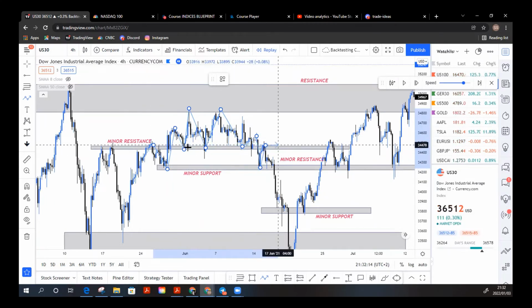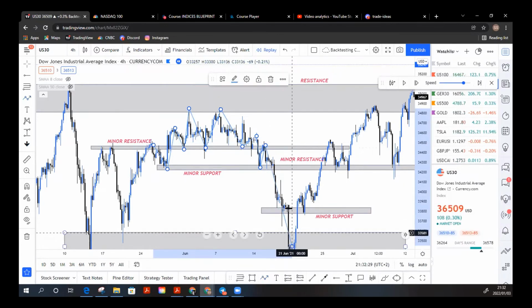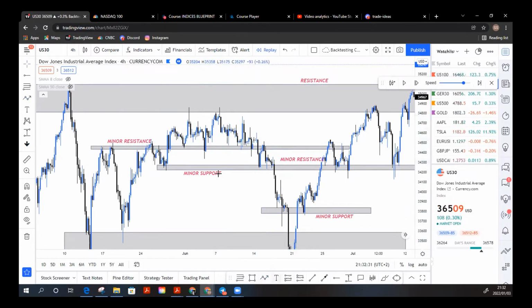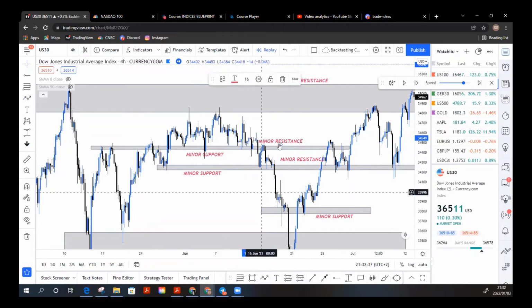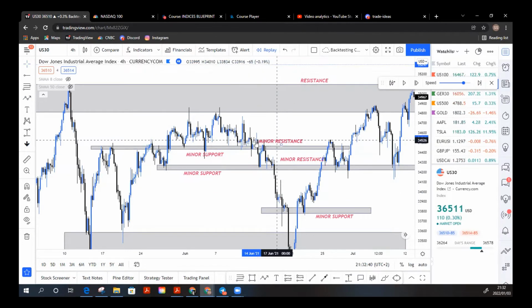So although this area here was support, remember when a support is broken, it now becomes a resistance. Vice versa, when a resistance is broken, it now becomes a support. So these levels here, this would be minor support there, this would be minor resistance there.